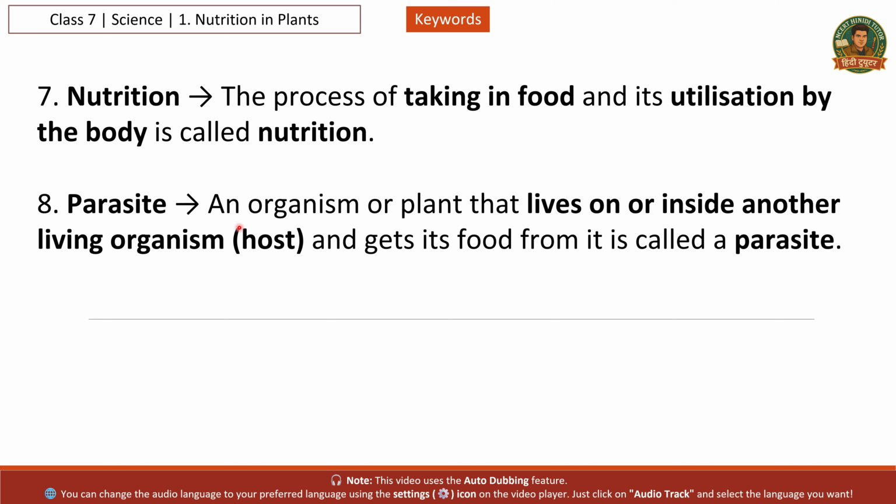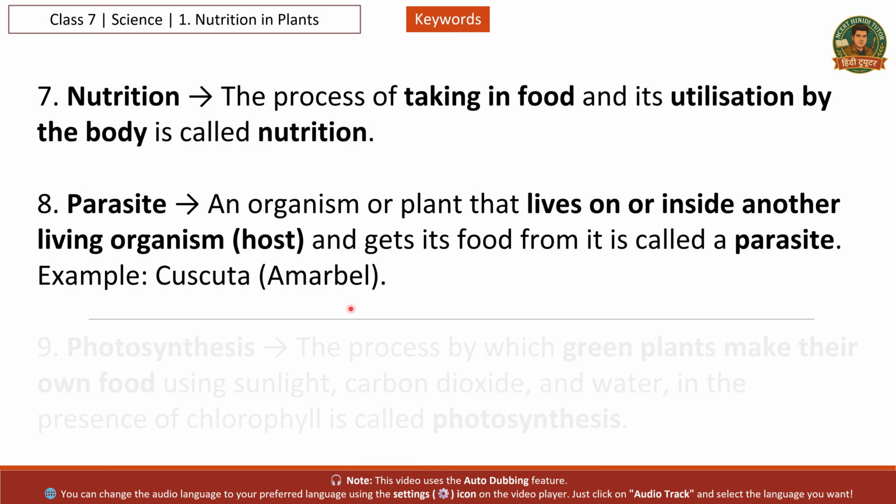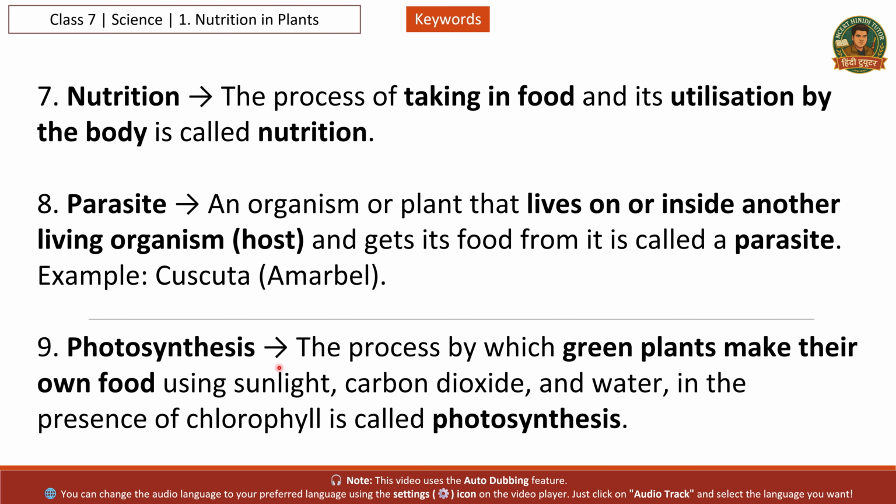Eighth, parasite. An organism or plant that lives on or inside another living organism, the host, and gets its food from it is called a parasite. Example, Cuscuta (amarbel). Ninth, photosynthesis: the process by which green plants make their own food using sunlight, carbon dioxide and water in the presence of chlorophyll is called photosynthesis.